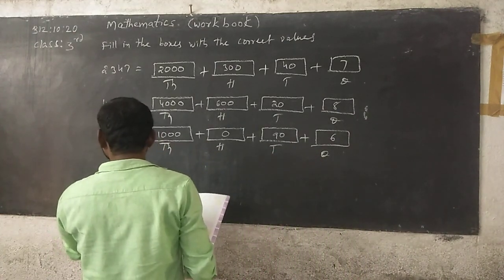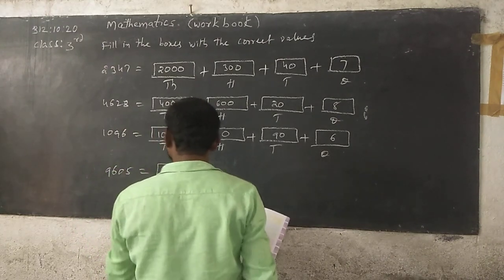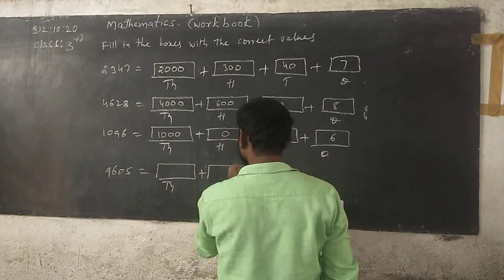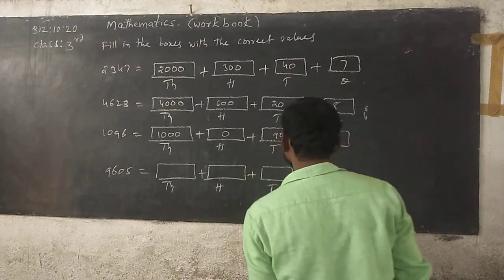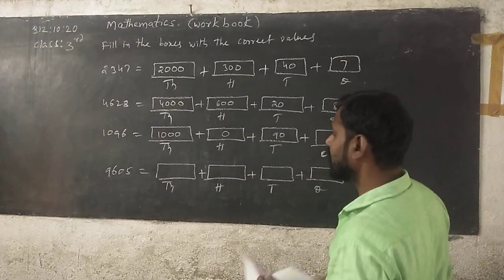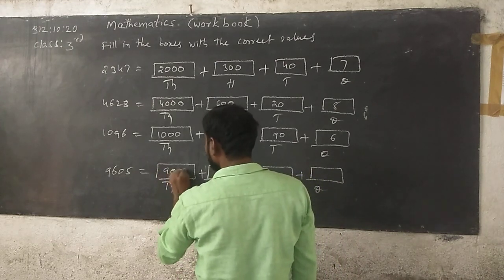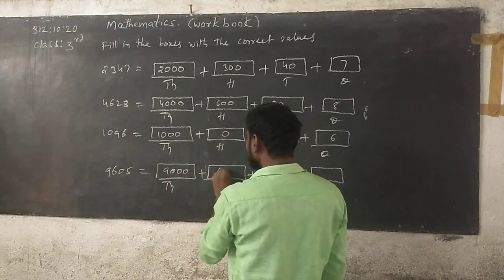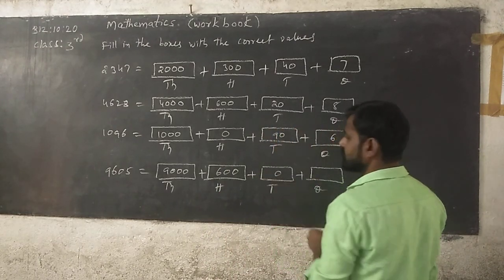Next, 9605. Thousands plus hundreds plus tens plus ones. See here, 9 is in thousands place, then the face value of 9 is 9000. 6 is in hundreds place, the face value of 6 is 600. 0 tens means 0. 5 ones means 5.